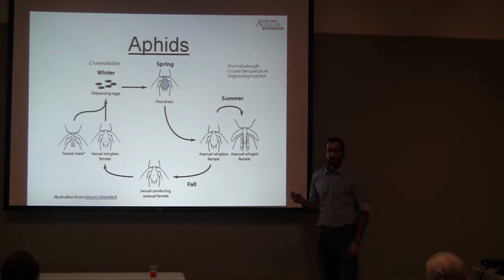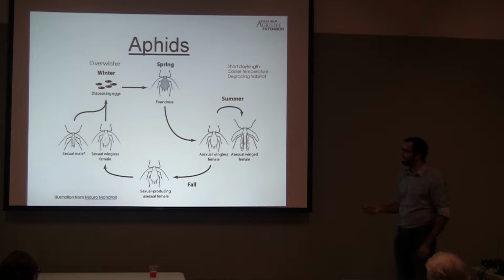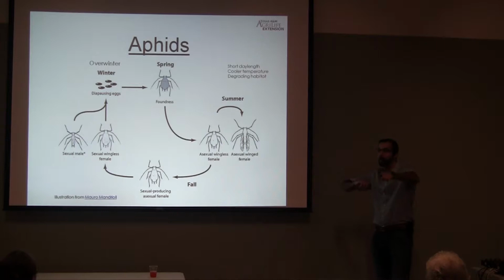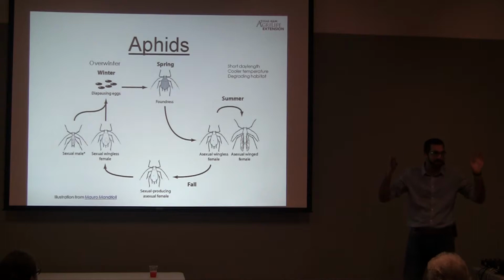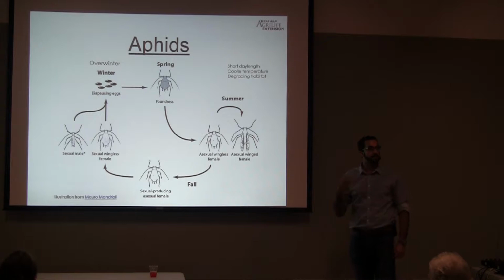Then in the fall, you have different physical cues: short day length, cooling temperatures, degrading habitat. All of a sudden, these asexual females start producing sexual-producing asexual females. Just follow me. That means that female produces a male and a female. Those males and females go out and look for other males and females. They mate and produce eggs. So they're going from producing live offspring to producing eggs. Those eggs can survive the winter, and then when it gets warm again, they emerge, get this foundress, which is the first one that comes out, and then you go back into this cycle again.